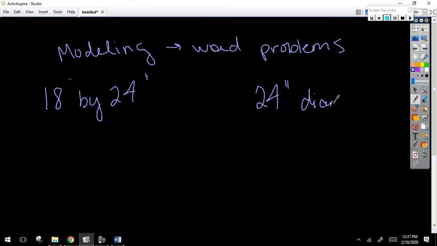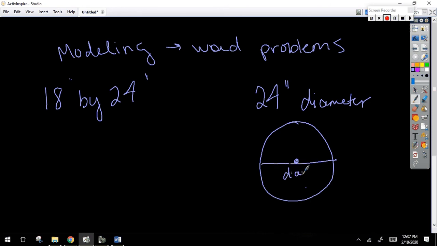Now, first of all, what does diameter mean? When you're talking circle, around is circumference, all the way across is diameter. Half of the diameter is called what? Radius.